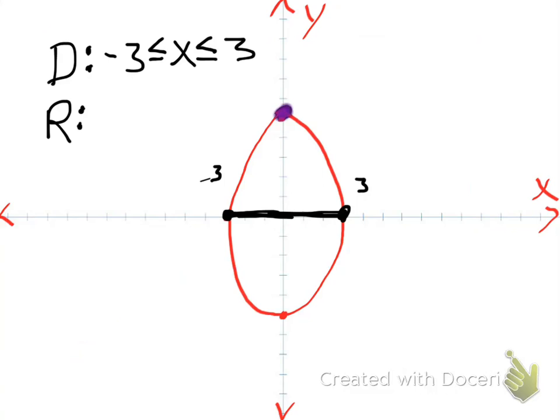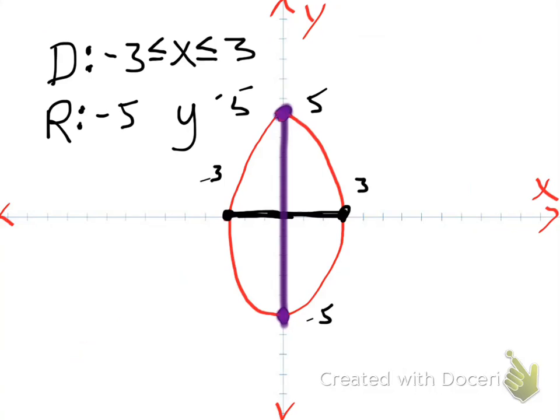Goes to here and here. I fill everything in between, which goes from -5 to 5. So I have -5 less than or equal to y, less than or equal to 5. That's all there is to it. You're done. That's the domain and range.